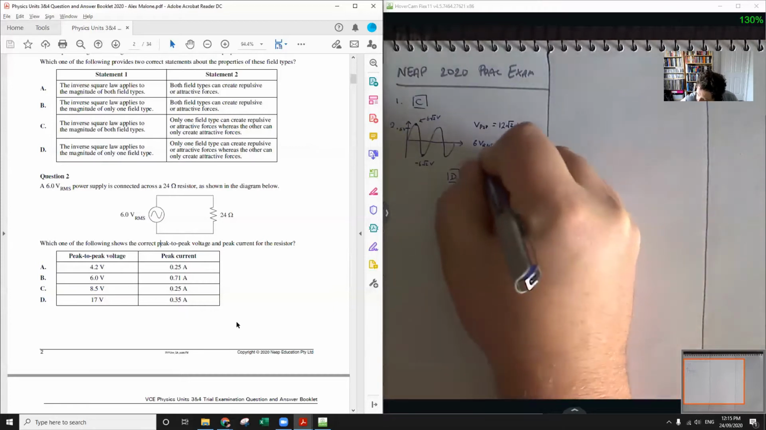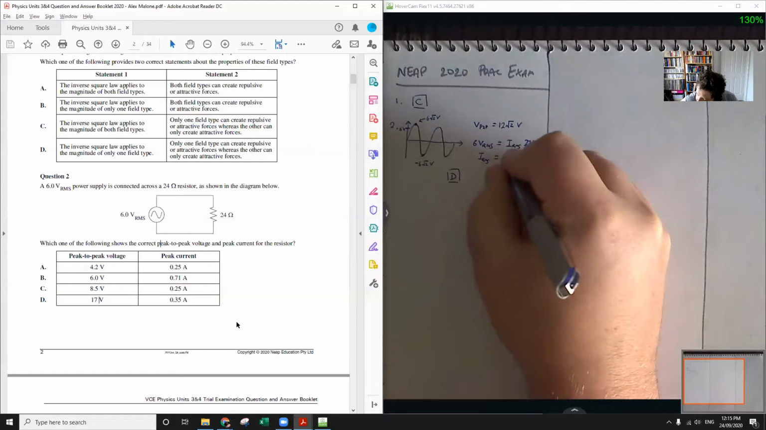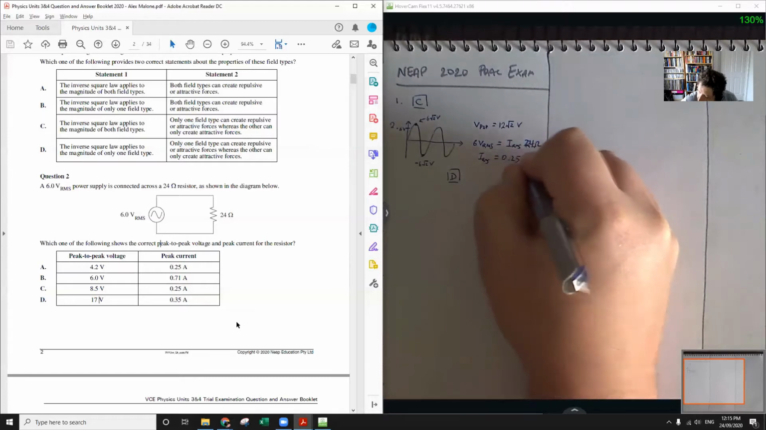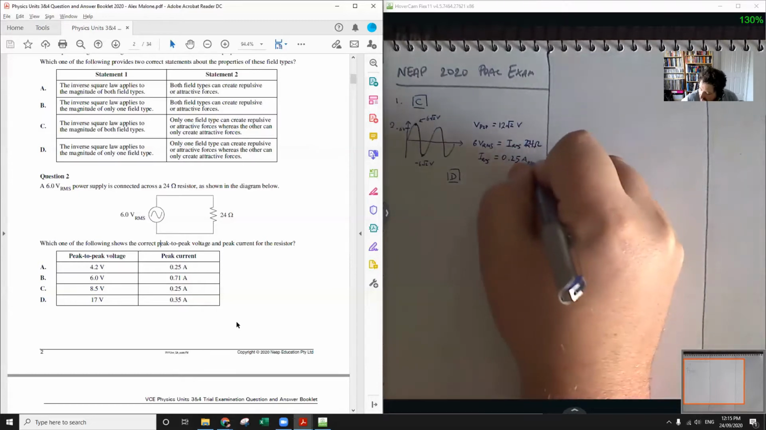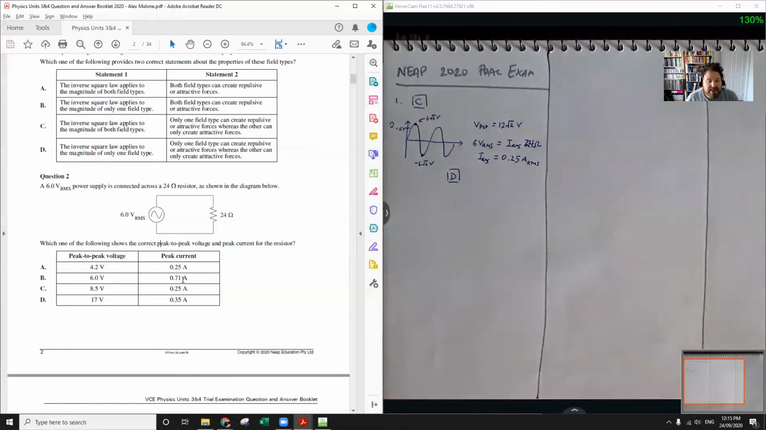And so I RMS equals 0.25 amps RMS. Now we don't see 0.25 here except here, but this is the RMS current. We want the peak current. So once again, we need to multiply this by √2. And when you do, you're going to get 0.35.